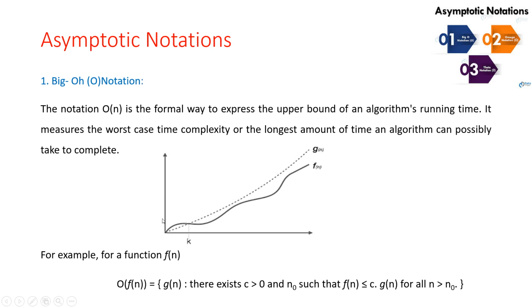This is the graph for the Big O notation. For example, for a function f(n), we have to find the time complexity. For Big O notation, f(n) is equal to O of g(n), so there exist c greater than 0. This is the slope for f(n) and this is the slope for g(n). So g(n) is the best time complexity. Compared to this g(n), the f(n) graph looks like this. Here f(n) is less than or equal to the constant value c times g(n). So g(n) is a linear graph for all n greater than n0.